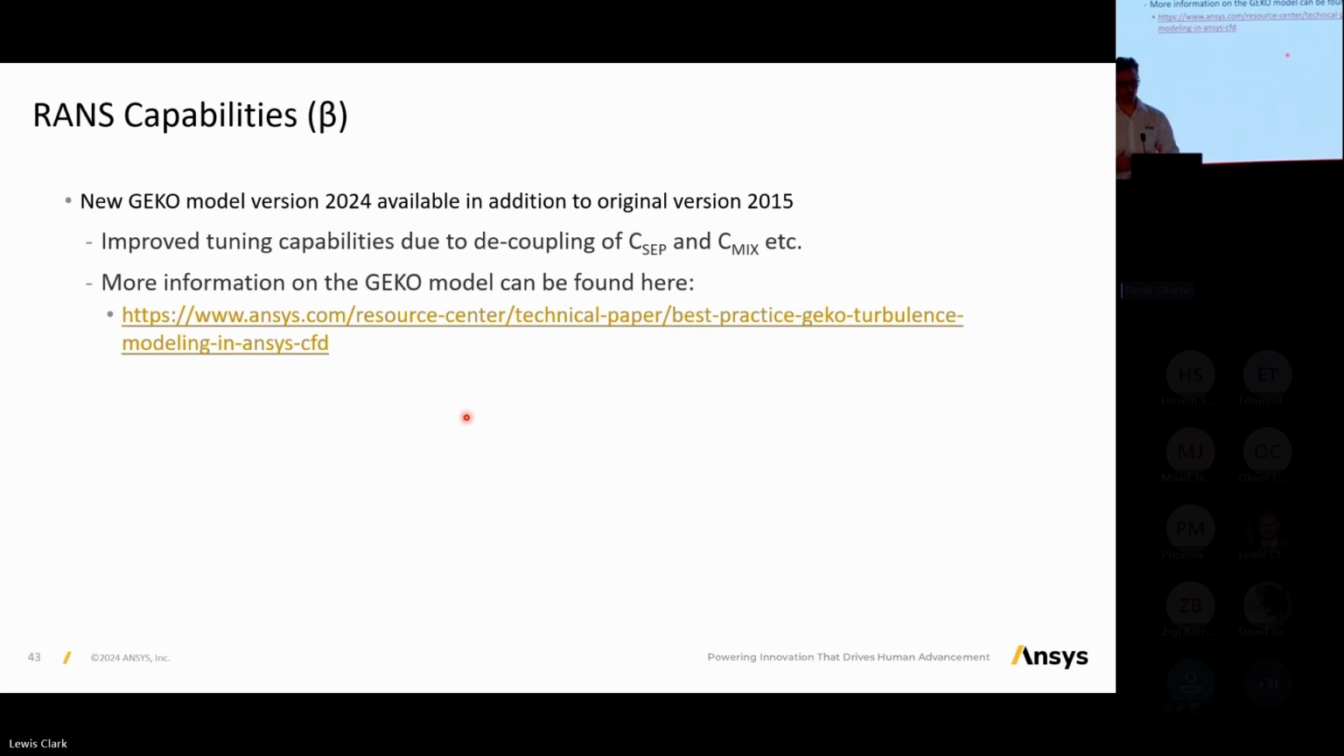What that lets you do is tune the model based on the physics that you're trying to represent, rather than tuning some arbitrary constant in the model that's going to have knock-on effects and ruin the behavior or the performance in some other aspect. It's been around since 2015, but as of 2024, it's kind of beta, so I guess the full release of it will be next year. There's an updated version that does an even better job of splitting out those physics-based coefficients.